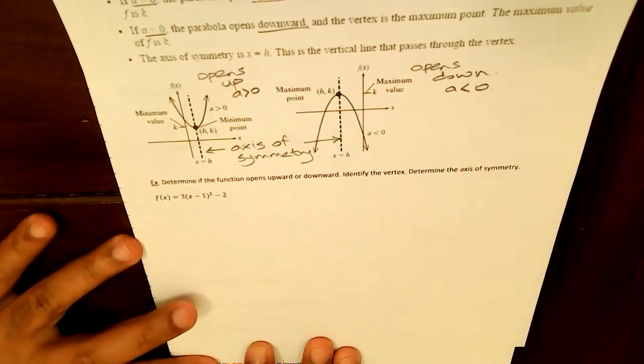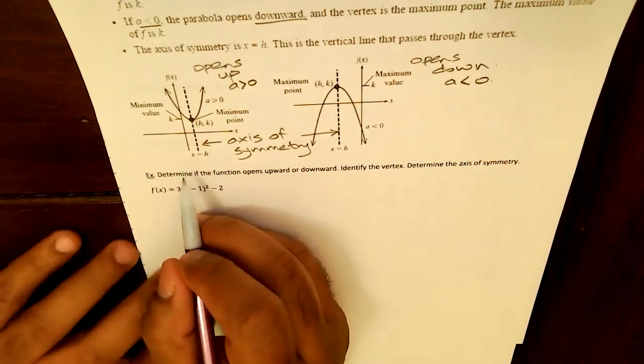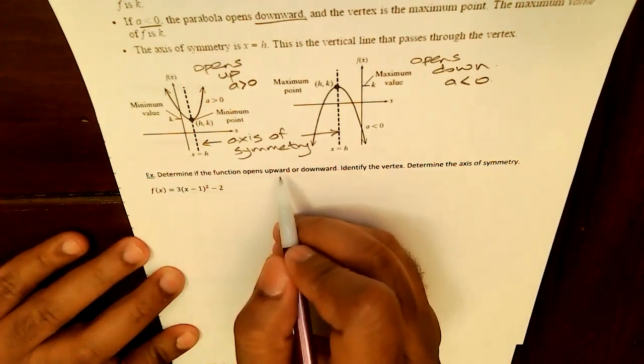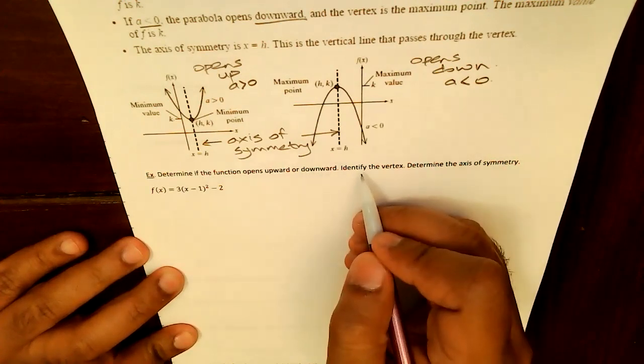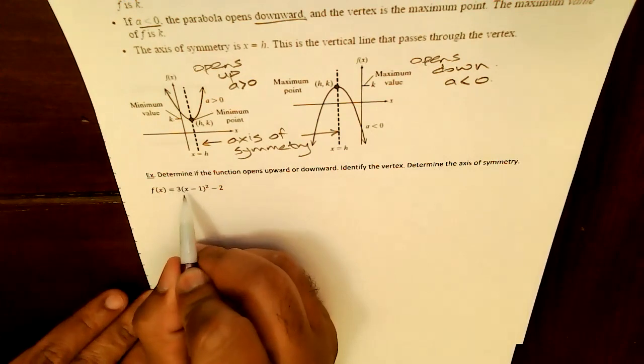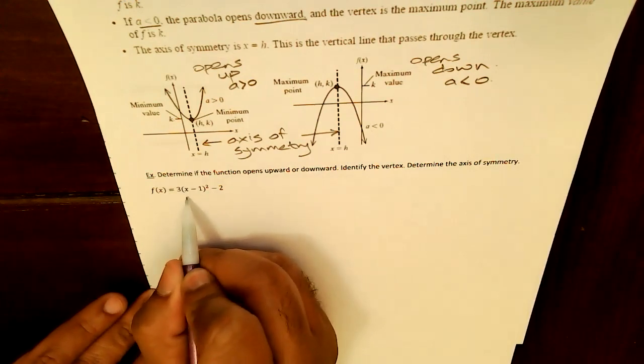So in this first example that we have here, I'm given a quadratic function, and it wants me to determine if the function is going to open up or down, identify the vertex, and then determine the axis of symmetry. So you notice here, the way that this function is written, it is in vertex form, okay?